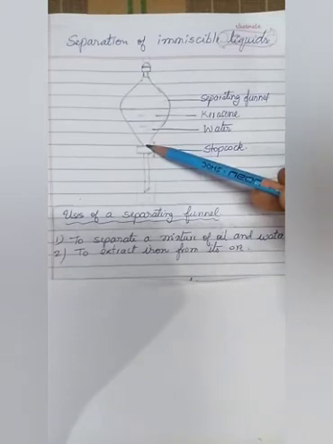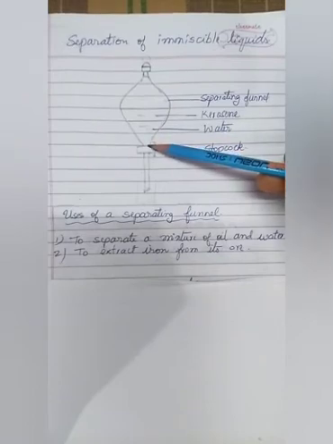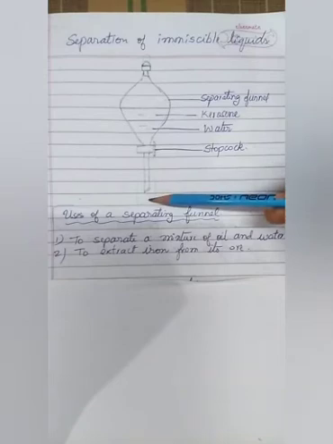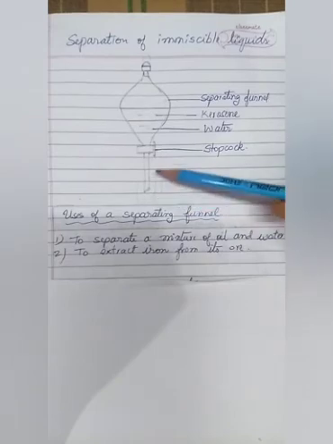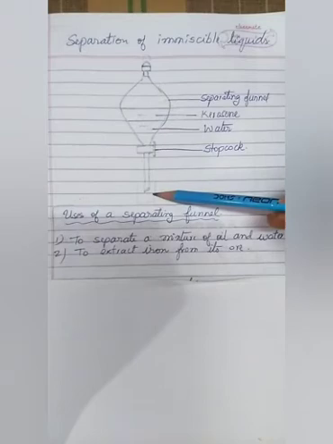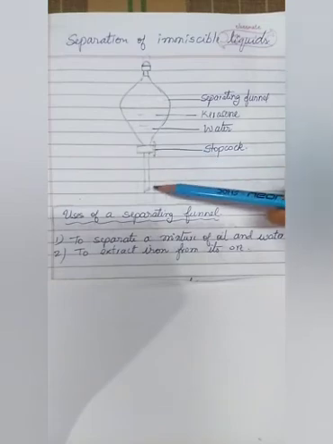Now, the oil remains in the separating funnel. Water is separated out. By using a separating funnel, a mixture of oil and water is separated. A mixture of two immiscible liquids is separated by using a separating funnel.